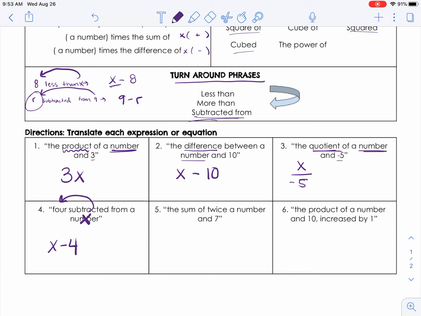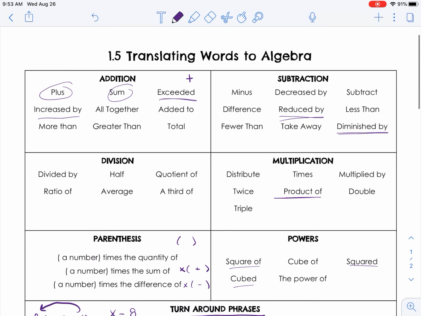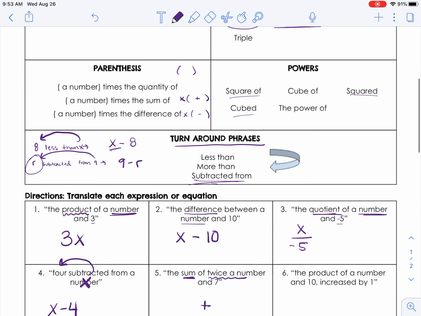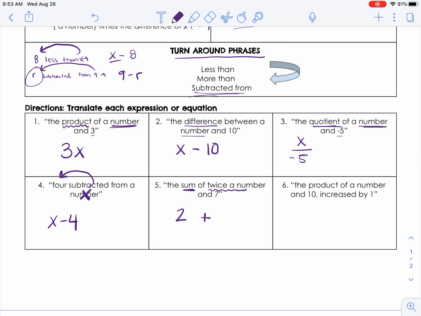Number 5, the sum of twice a number and 7. So sum tells us that we're going to be adding. I'm going to go ahead and put my plus sign there. And we're adding twice a number. So twice was one of our multiplication words. It means we're going to double it. So it's going to be 2 times that number. That number we're just calling x. And 7. So we're adding it together. You always want to break it down, see what operations are involved, and then add your numbers.